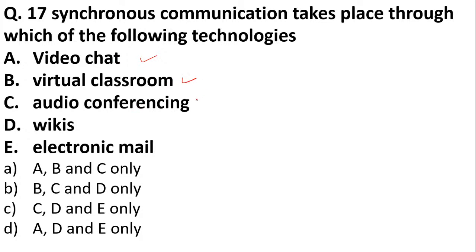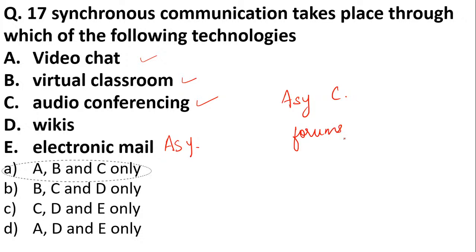Audio conferencing means if five of your friends are talking over a conference call on WhatsApp, that is an example of synchronous communication. While wikis and electronic mail are examples of asynchronous communication. So here the right answer is A, B and C. Other examples of asynchronous communication are your forums and obviously emails. So these are different examples of asynchronous communication.